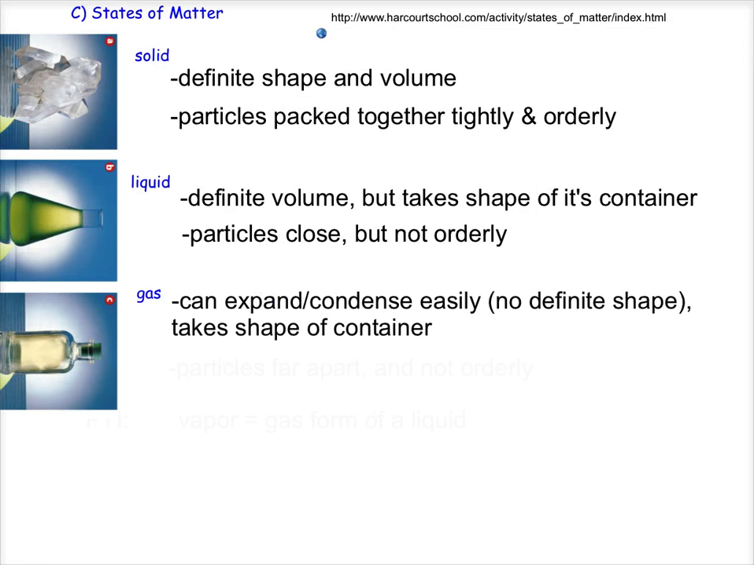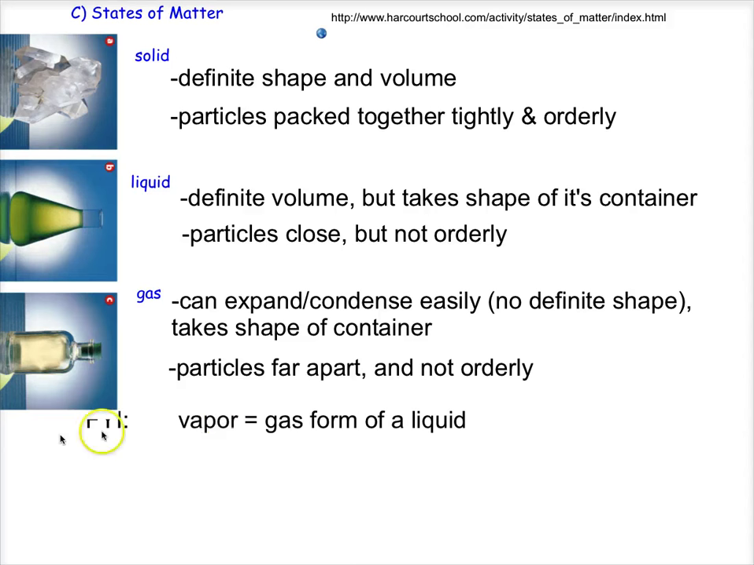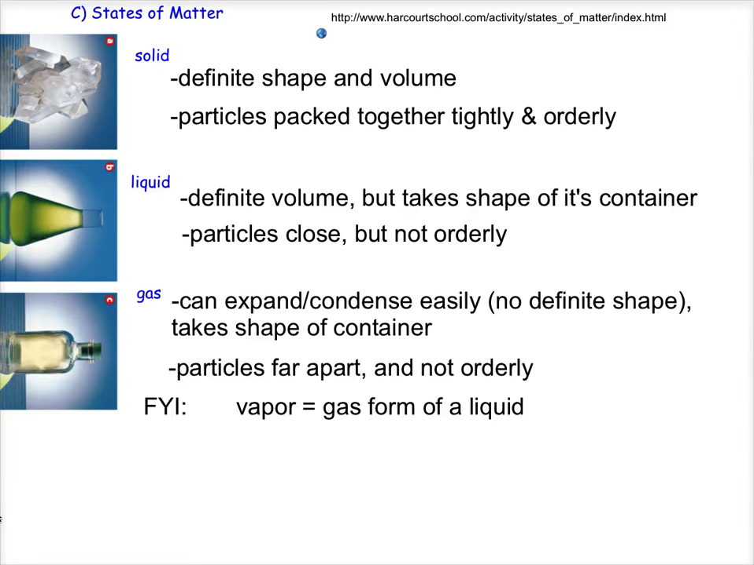A gas can expand or condense easily, so therefore it has no definite shape, and it will take the shape of its container. The particles tend to be far apart and not orderly at all. Okay, and FYI, if you hear the term vapor, vapor is the gas form of a substance that is normally a liquid at room temperature. When a substance that is normally a liquid at room temperature is in the gas form, we refer to it as a vapor. So really I just want you to know vapor is the same thing as the gas state of matter.